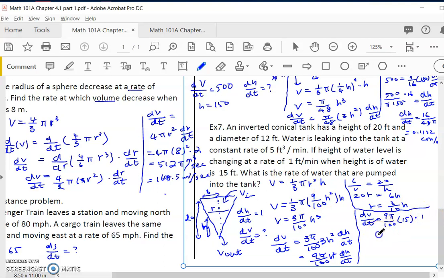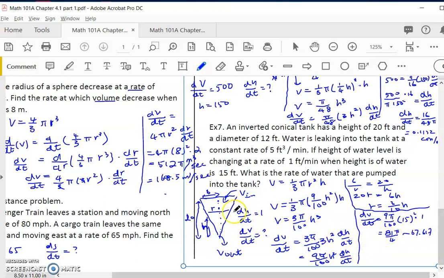So basically we just do 9 pi, oh, actually this is a square, I have to do a square. You multiply all of them together, it will be 9 pi times 225 over 100. Simplifying, it will be 81 pi over 4. So this is around 67.617 feet per minute. No, feet cubed per minute.